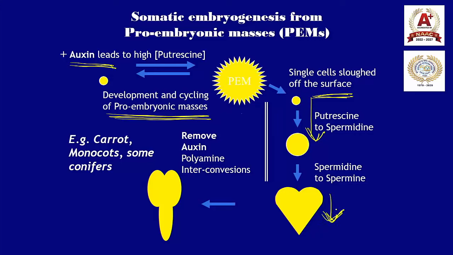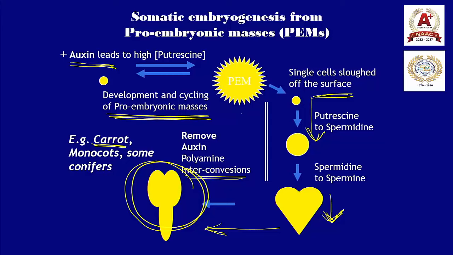We can get the clear product, that is the embryo. So what happened from this: when we remove or decrease the auxin content, there is polyamine interconversion, which leads to the development of somatic embryos, and this leads to somatic embryogenesis. Nowadays the commercial products available in the market, like carrot, different types of monocots and some conifers, we can develop with the help of proembryonic masses as a result of somatic embryogenesis.